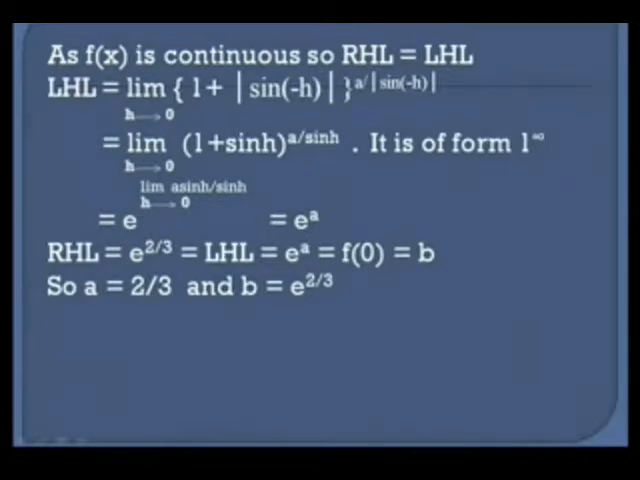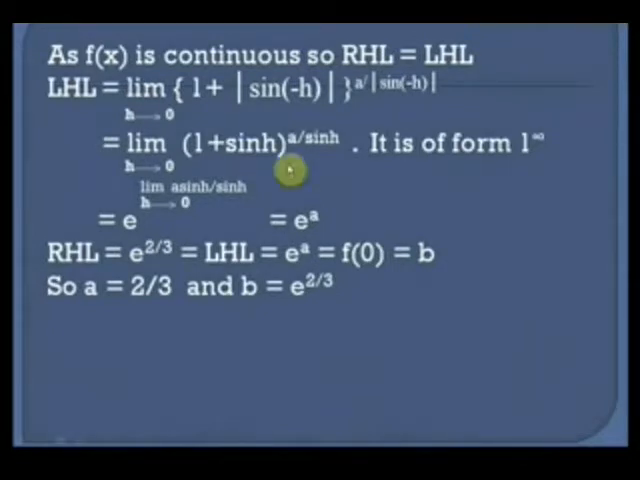Now LHL is equal to the limit of (1 + |sin(-h)|)^(a/|sin(-h)|), h tending to 0. Now this gets reduced to the limit of (1 + sin h)^(a/sin h) when h tends to 0. Now we see that when h tends to 0, this reduces to the form 1 to the power of infinity, and we know that (1 + f(x))^(1/g(x)), when f(x) tends to 0 and g(x) tends to 0, could be written as e^(limit f(x)/g(x)), x tending to 0.